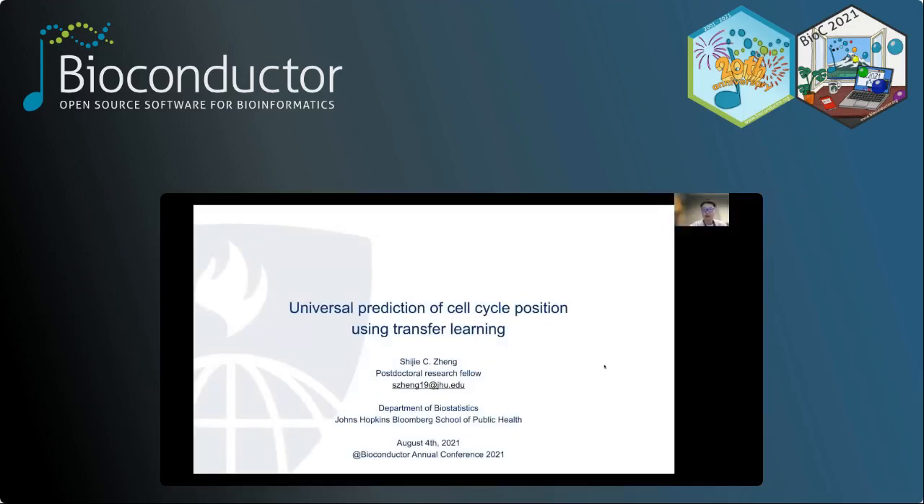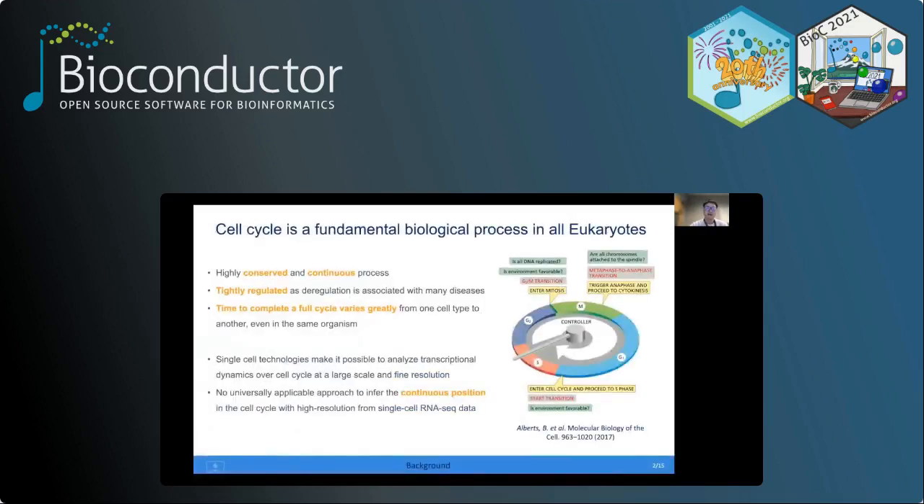I'm a postdoc at Johns Hopkins. I'm happy to share our recent work in universal prediction of cell cycle position using transfer learning. We know that the cell cycle is a fundamental biological process in almost all eukaryotes. It's a highly conserved and continuous process, and is also tightly regulated, as this regulation is associated with many diseases, such as cancer or Kabuki syndrome.